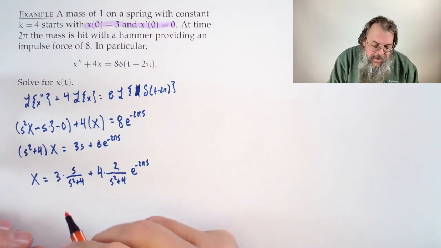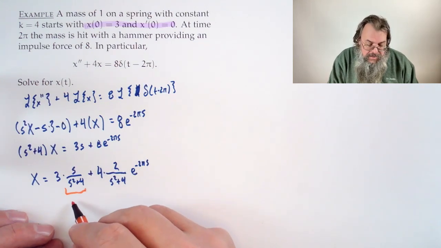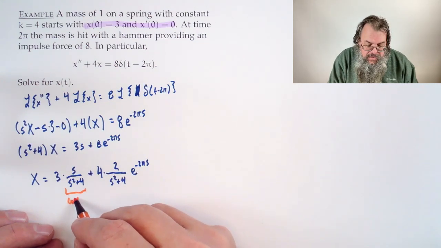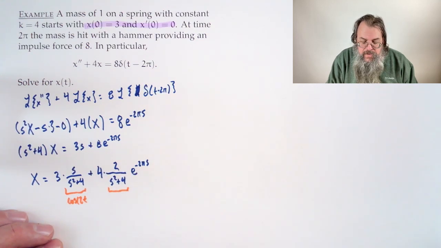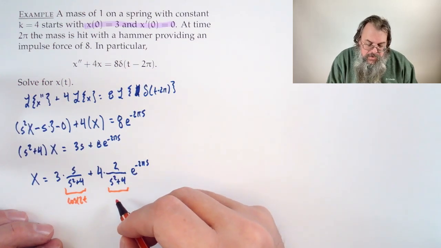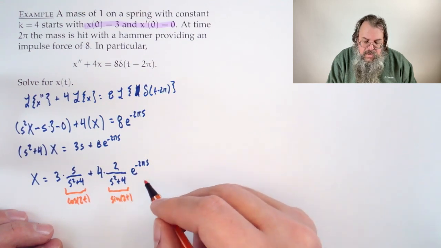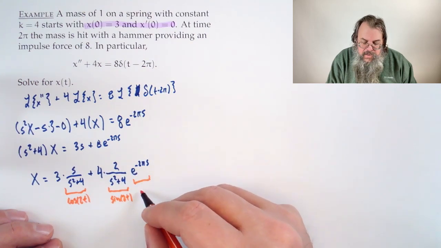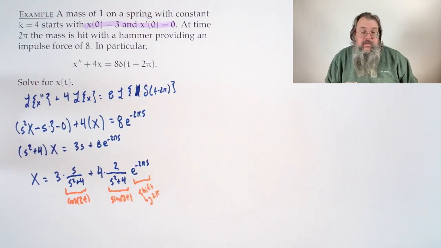All right, so why? Well, s over s squared plus 4, it's on our table. This is cosine of 2t. And 2 over s squared plus 4, it turns out that's also on our table. What is that? Well, that's going to be sine of 2t. And then we don't forget, there's a shift by 2 pi. All right, so we know what our individual pieces are.